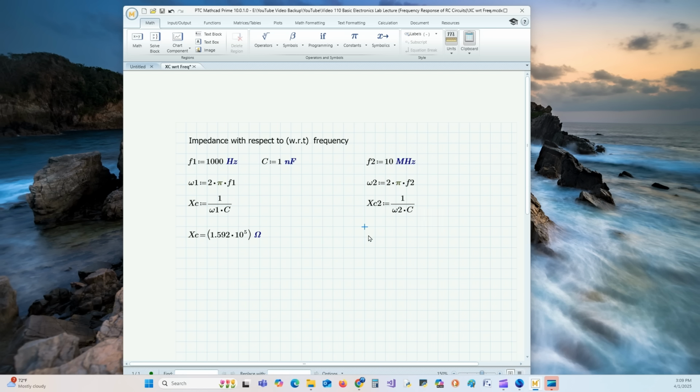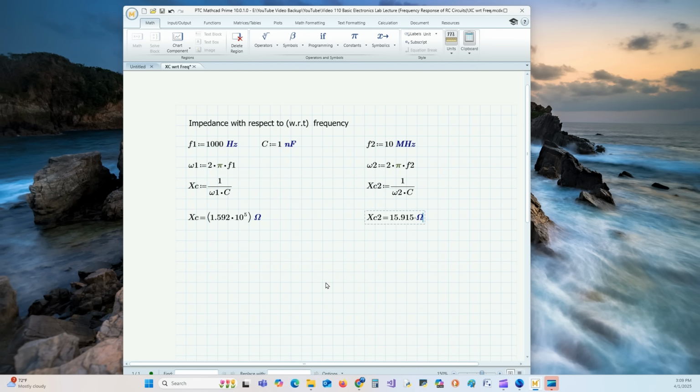Come down here, say XC2 equals 15.915. Now, if you don't do this and you solve this, this will become 15.915. As each one you solve, the one previous, this software or this equation here starts using these variables. But because of this, now it will not do that. Now we're getting the correct answers.